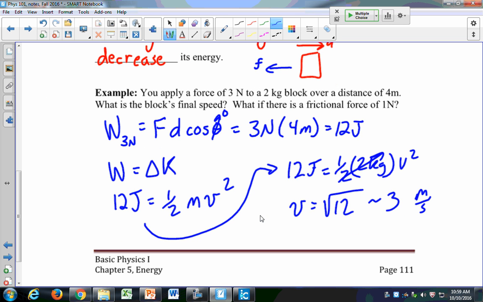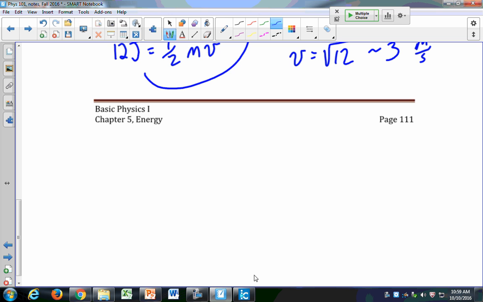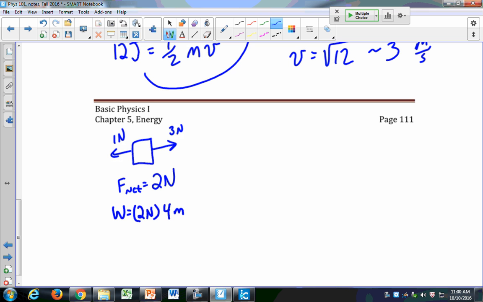So what if there's a frictional force of 1 Newton? Well, there are two ways that we could look at this. We could think of this object that has 3 newtons in one direction and 1 Newton in the other direction. And then the net force would be 2 newtons, right? 3 minus 1. And then we could figure out what is the work done. Well, it would be the force, which is 2 newtons, over 4 meters. And that would be 8 joules. And then you would go through this whole bit where you say 8 joules is equal to 1/2 mv squared.